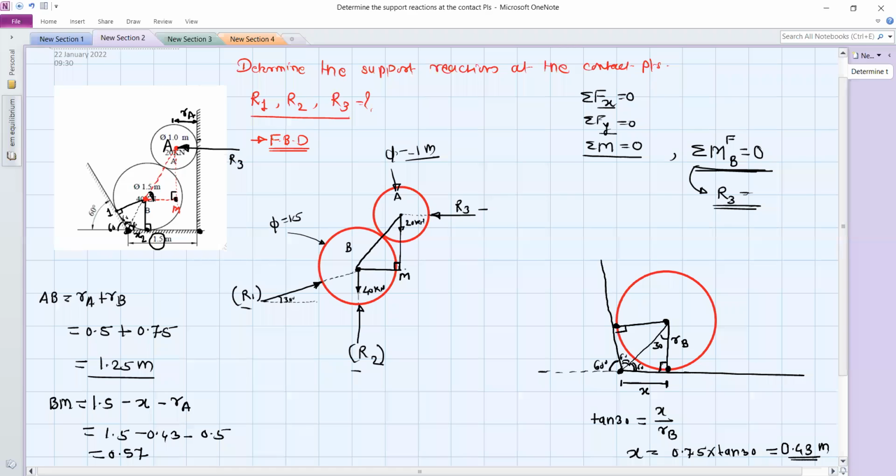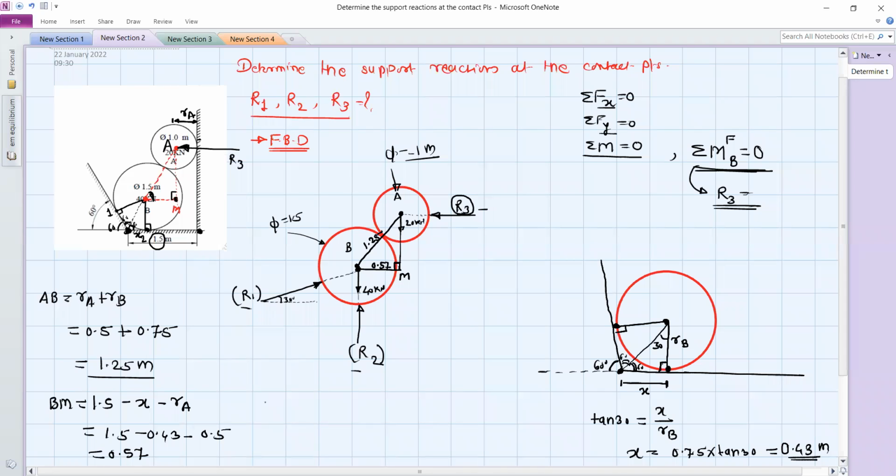This is the point M. This is A point and this is B point. Distance AB is equal to 1.25. Distance BM is equal to 0.57. So by using Pythagoras, you can find out the perpendicular distance AM for the reaction R3.